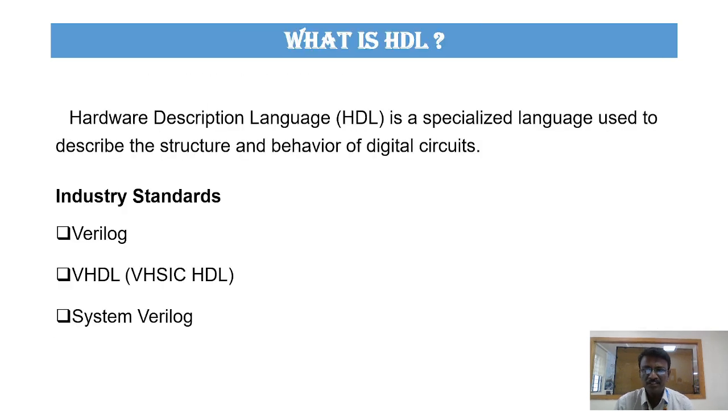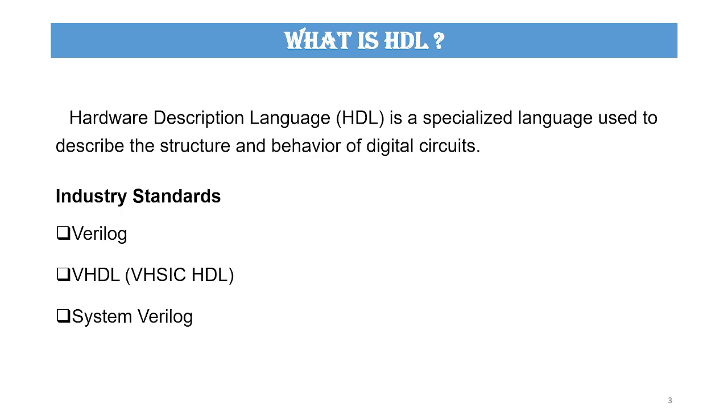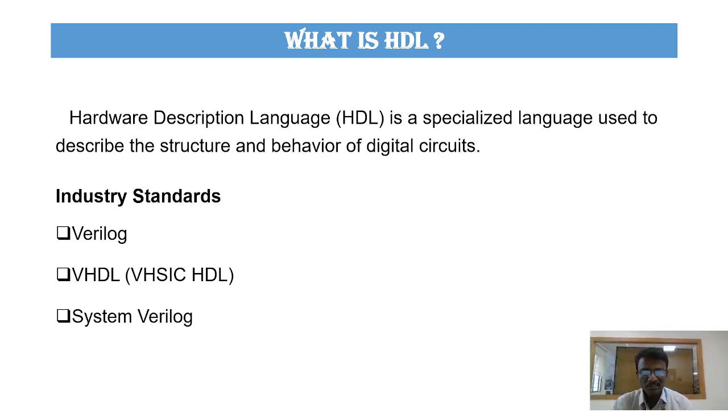First we will see what is HDL. You all know HDL is the hardware description language. It is a specialized language used to describe the structure and behavior of digital circuits. There are three different standards used: one is Verilog, and another one is VHDL, that is VHSIC HDL, very high speed integrated circuit hardware description language. Then the third one is the system language, SystemVerilog. So these are the three different standards used in HDL.